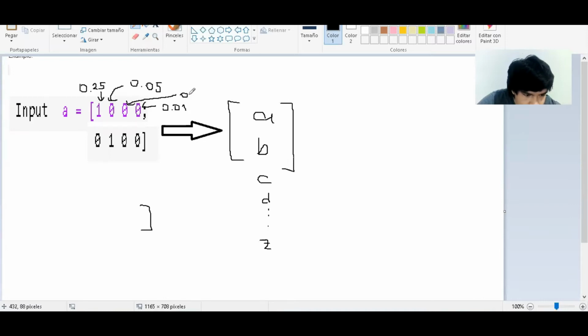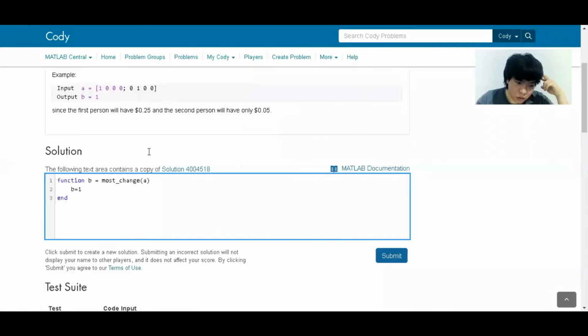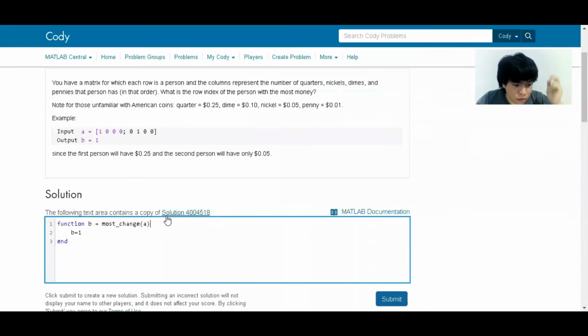Let's say here. Okay, so we are going to multiply the number of coins we have times its value for each one, and then we're going to sum all of them to get the value of how much change that person has. We're going to do that for all the rows, and then we're going to get the maximum value of this new vector. Okay, so we're going to try to make the code.